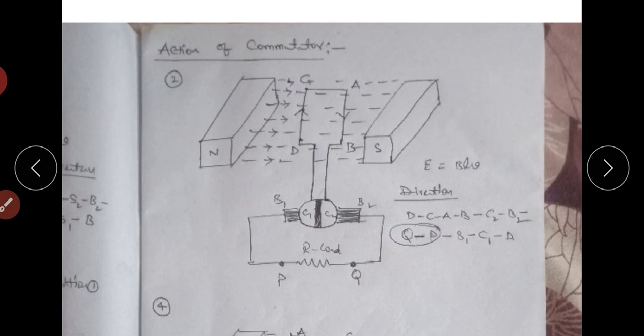In the last video we discussed the operation of simple loop generator. We studied dynamically induced EMF at different positions. At position 1, the conductors are moving parallel to magnetic field, so dynamically induced EMF equals 0. At position 2, the conductors are moving perpendicular, so theta is 90 degrees, and the EMF is maximum, equal to BLV. At position 3, the conductors are moving parallel to magnetic field, so EMF is 0. At position 4, the EMF is maximum. At position 5, the EMF equals 0.